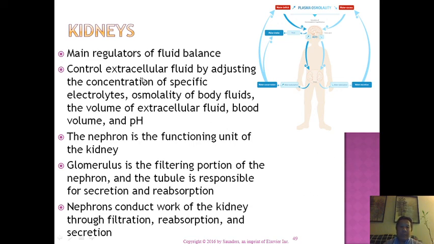So our kidneys are the main regulators of fluid balance. They control extracellular fluids by adjusting the concentration of specific electrolytes and the osmolarity of blood fluids. So the kidneys are really, really important in maintaining body fluids, and kidneys are working really, really hard every single minute in order to maintain body fluids.